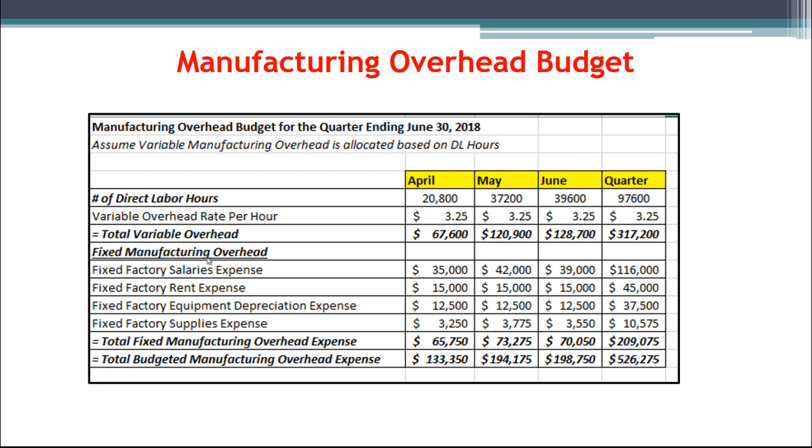Now for fixed manufacturing overhead, I will say there are a couple of ways this could happen. This could be just a list of all of your overhead that has been incurred or you expect to be incurred throughout the quarter. Or some companies also allocate their fixed overhead, so they might have a driver there as well. They might have a separate rate for fixed overhead to be allocated as well. So that's just something to note. We're going to have a subtotal of the fixed manufacturing overhead, and then finally a total budgeted manufacturing overhead expense.